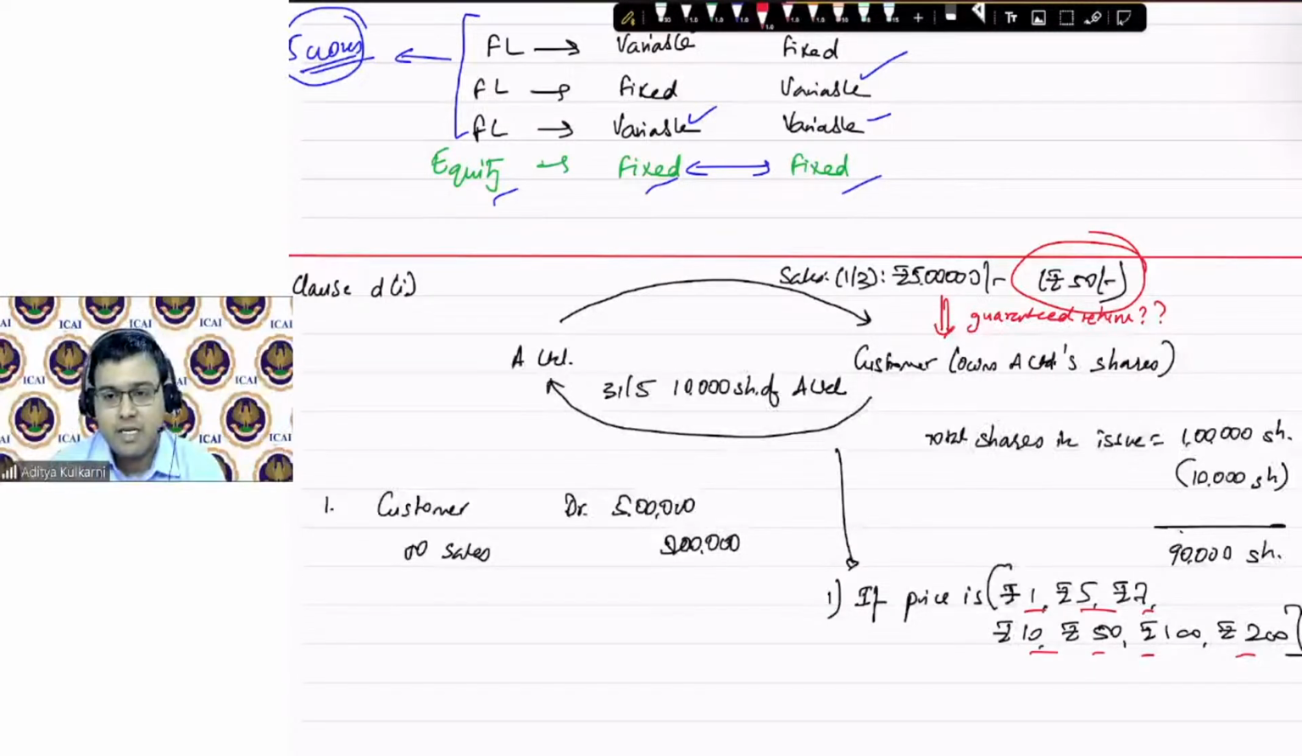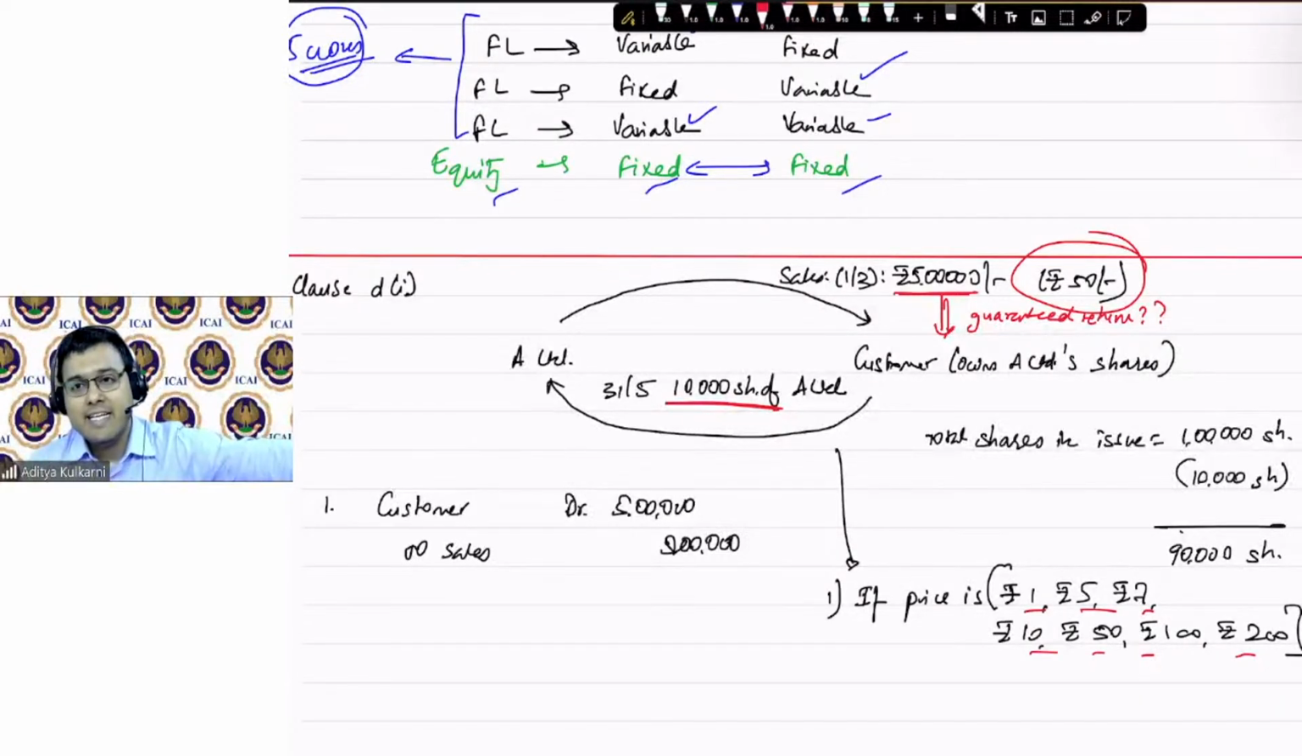Answer is yes. Now, since it is getting a guaranteed value, can I say that it is no longer meeting the definition of equity? Why? What is equity defined as? Equity is defined as residual interest in the entity's assets after deducting all liabilities. In respect of these 10,000 shares, you are not giving a residual interest. You are giving a guaranteed interest of 5 lakhs.